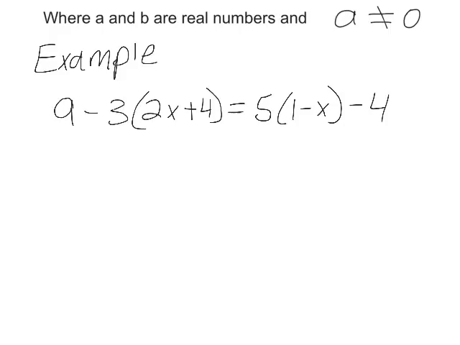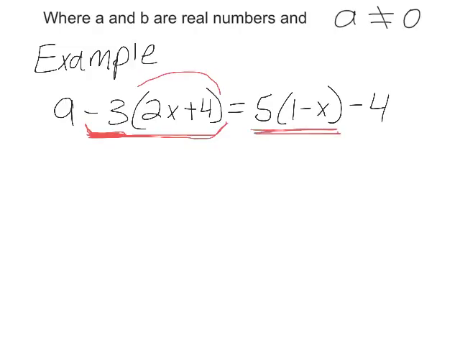Now, included in this example is a property that we haven't talked about yet called the distributive property. You should already be familiar with this, but basically what it tells us is if we've got something like this expression right here, as part of our equation or expression, either one, what we're going to do is take the number that's out in front that's being multiplied times the parentheses, and we distribute that number to each term inside the parentheses. So what we're going to be doing is multiplying that negative 3 times the 2x and getting a value, and then the negative 3 times the 4 and getting a value. We'll do the same thing over here with the 5 times 1 minus x, okay?